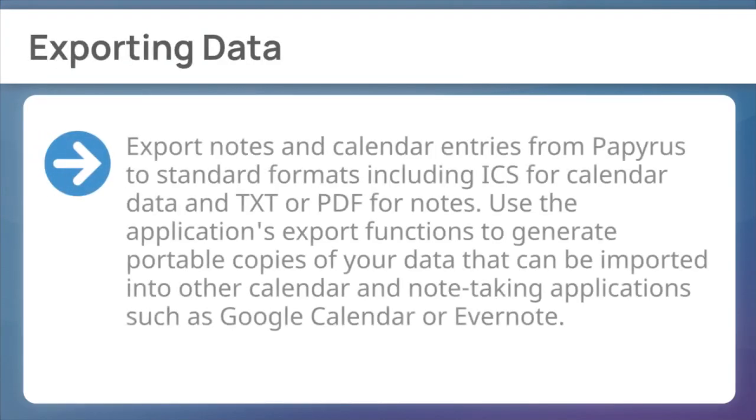Next, exporting data. Export notes and calendar entries from Papyrus to standard formats including ICS for calendar data and TXT or PDF for notes. Use the application's export functions to generate portable copies of your data that can be imported into other calendar and note-taking applications such as Google Calendar or Evernote.